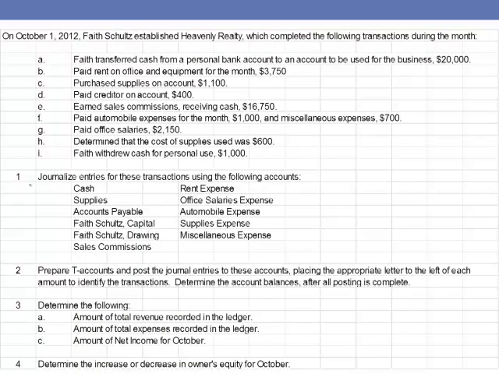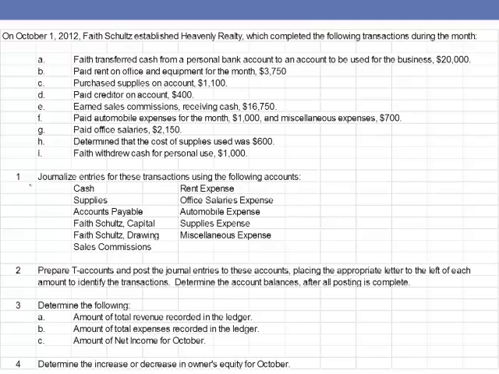So let's look at this example. If you're using the 24th edition of the book, this is problem 2.2a on page 91. But I put it on the video, on the PowerPoint, so that everybody can see the problem, even if you don't have a book. On October 1st, Faith Schultz established Heavenly Realty, which completed the following transactions during the month. So we're given a list of things that happened in this company for the month.